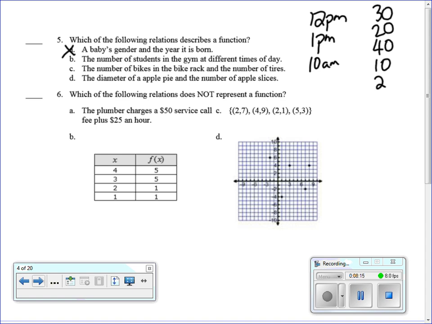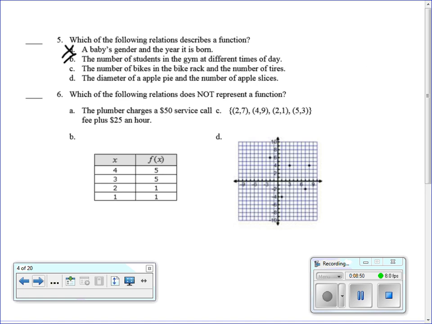Well, let's look. At 12 p.m., I could have 30, but I could also have 20. That's reasonable. I could also have 40. I could also have 10. We could also have 2. So in this particular case, this would not be a function, again, because our independent variable, our input, is going to more than one output, more than one dependent variable. So B would also not be a function.